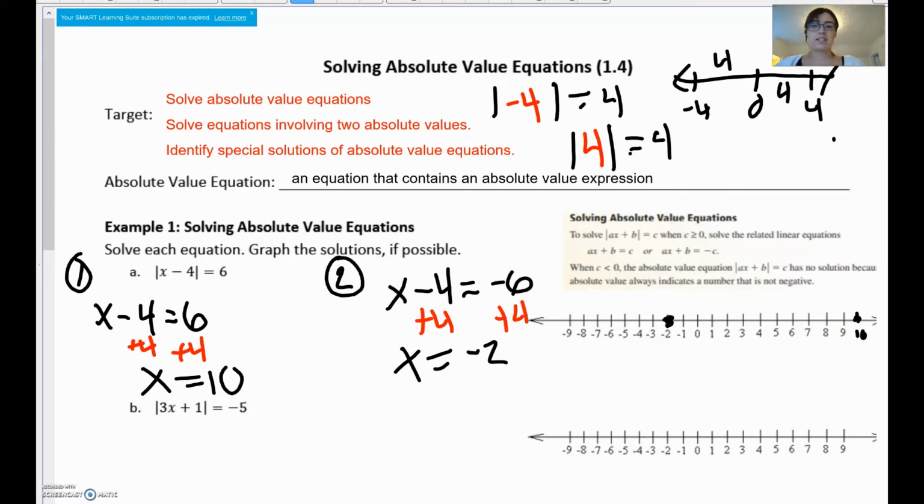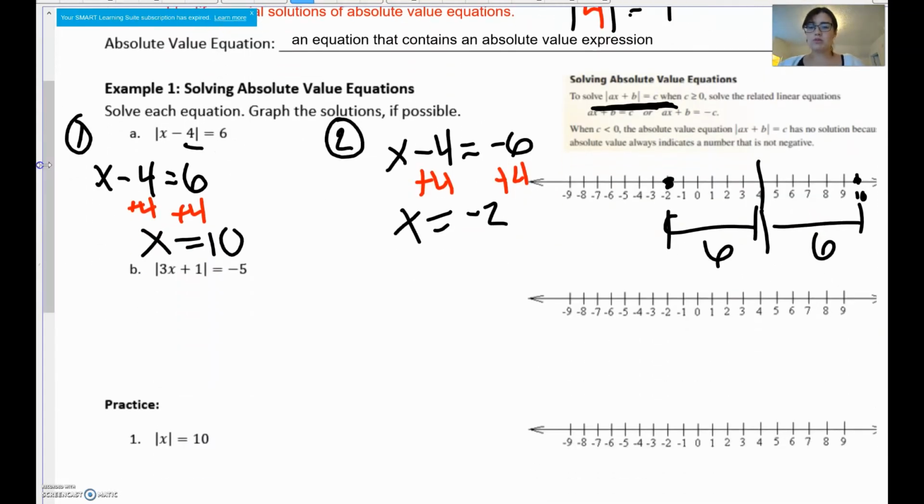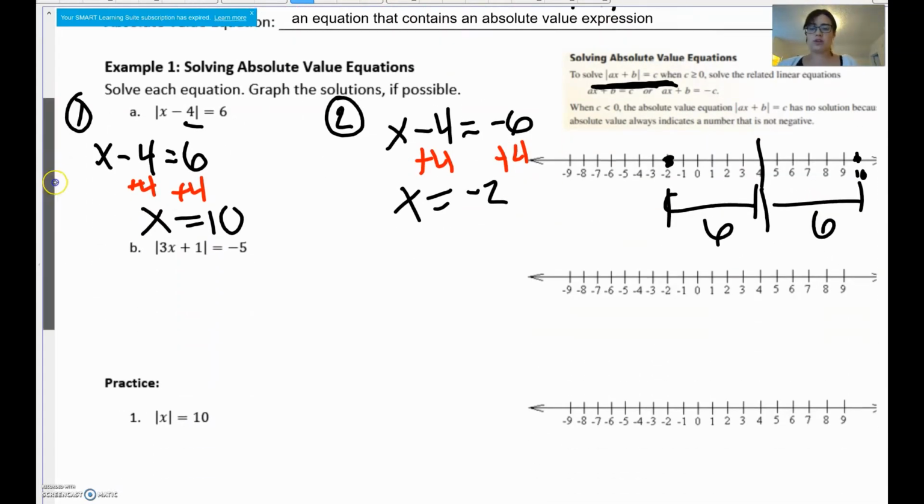Now, because the absolute value of x minus 4 equals 6 is set up in this generic equation, like there's just the absolute value bars, there's not a bunch of operations added on the outside, you know that from 4, -2 is 6 units away, and 10 is also 6 units away. The important part to remember is that you have to do two different equations.